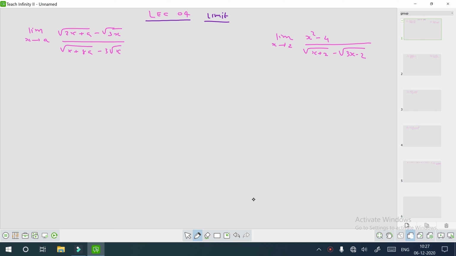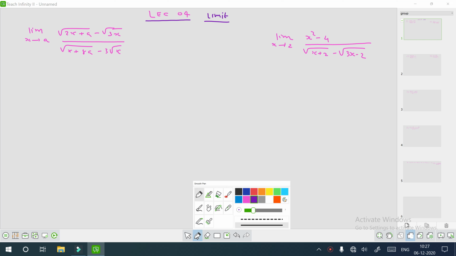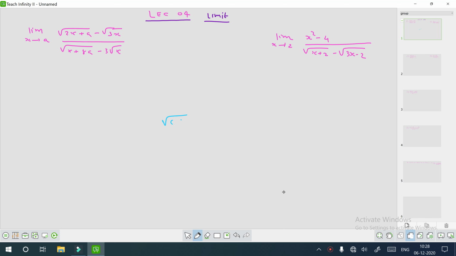In last lecture we already discussed this pattern. Whenever square root of something plus or minus some function, square root of some function plus or minus some function, is given either in numerator or in denominator quantity, then rationalize.